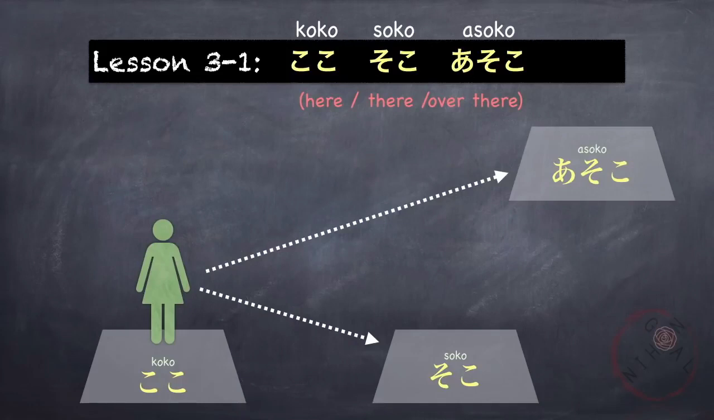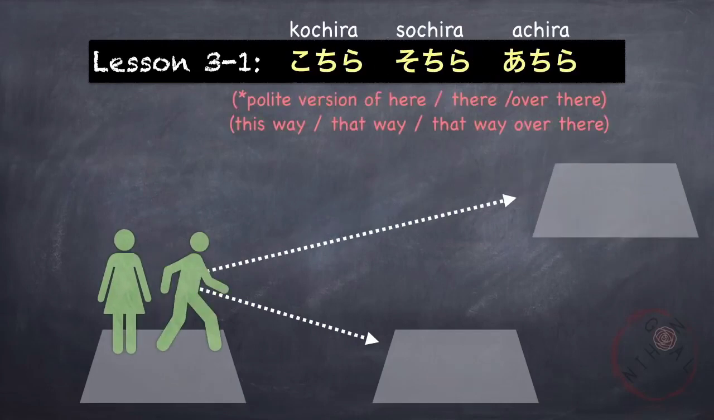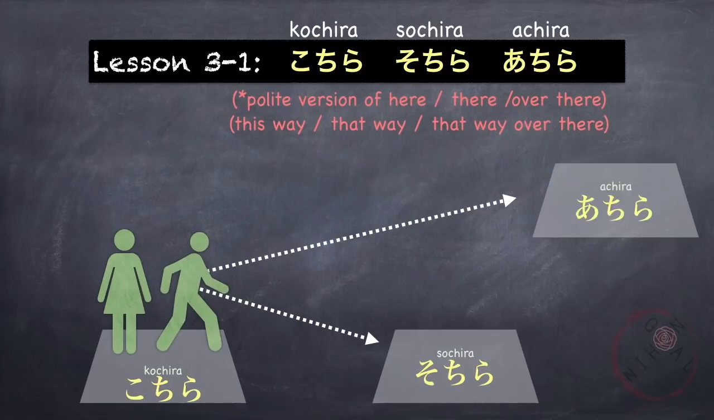Soko is a little bit far from the speaker, and asoko is very far from the speaker. The polite way of saying koko is kochira. For soko, it's sochira. And for asoko, it's achira. These words also mean this way or this direction.